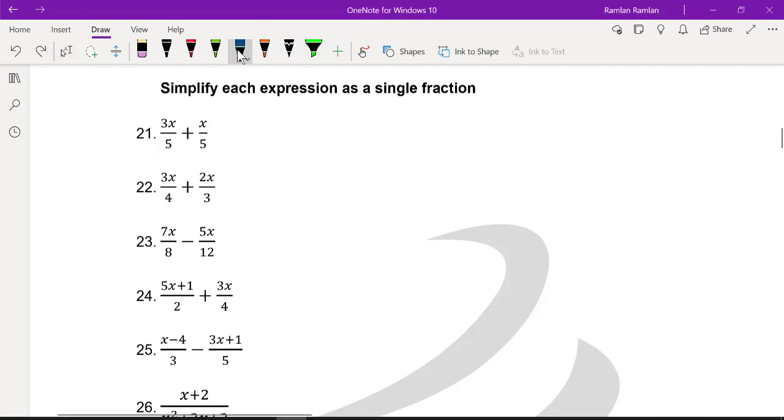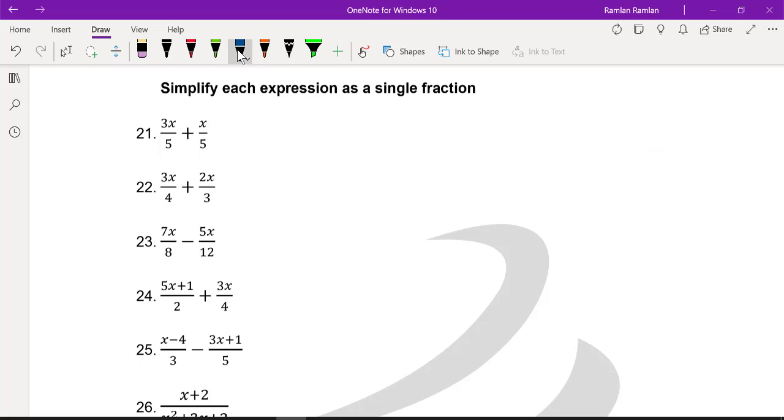For example, if I have 2x plus 3x, that will be equal to 5x because they're like terms, x and x, right? It's the same thing as 2 apples plus 3 apples, that'll be just 5 apples, right? Okay, that's the first thing you need to understand. The second one is to understand the concept of fractions.